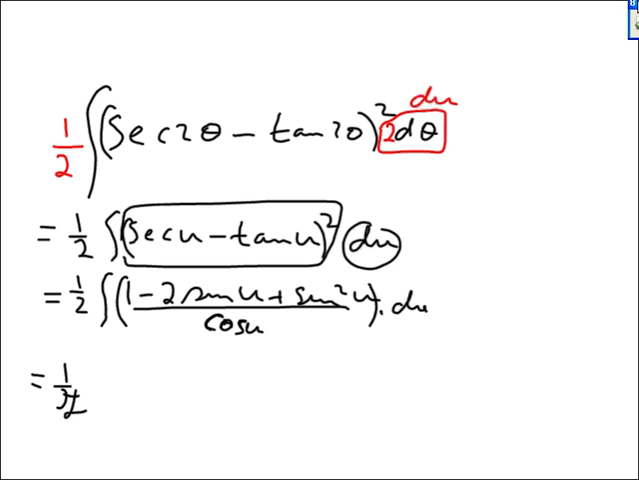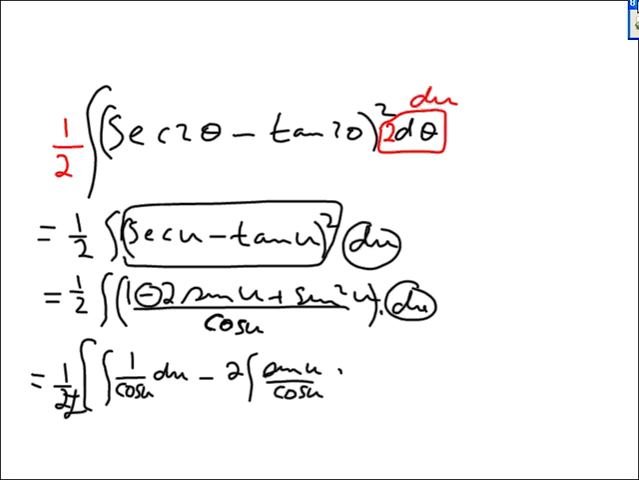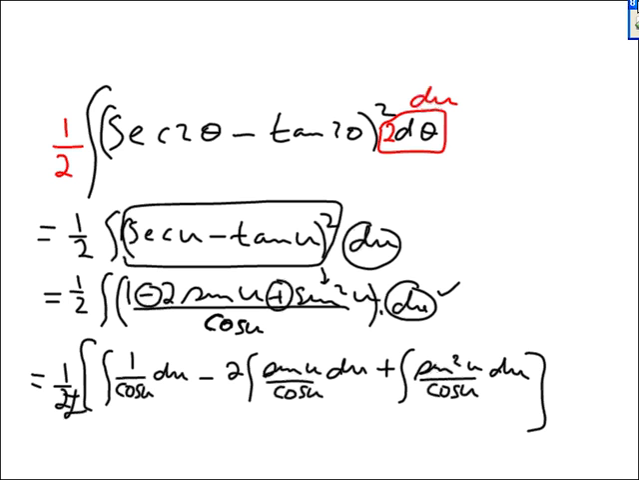That is, the 1/2 I can factor out. It's the integral of 1 over cosine of u du minus the integral of 2 sine u over cosine of u, but I'll pull a 2 out in front, times du, plus the integral of sine squared u over cosine u times du. Okay, this is a harder one. On the side here, let's work on some of them.